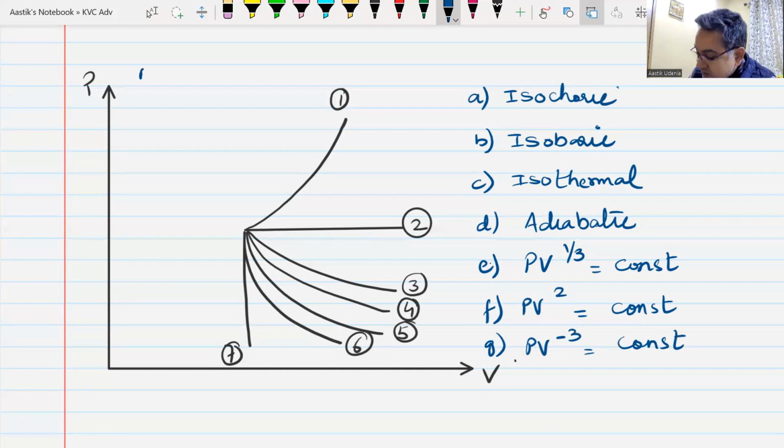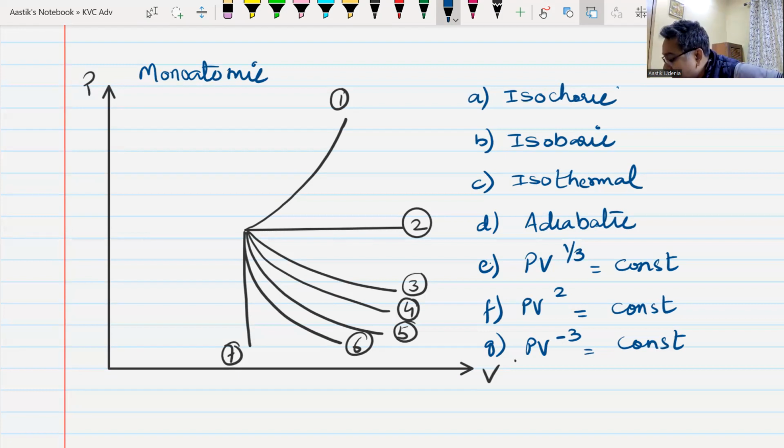This is a process drawn for a monoatomic gas. You have to match and tell me which process is which. I'll give you the 7 processes A, B, C, D, E, F, G here and 7 graphs here, and I can assume that one process is going to match one graph. You have 2 minutes to give me the answer for this one.